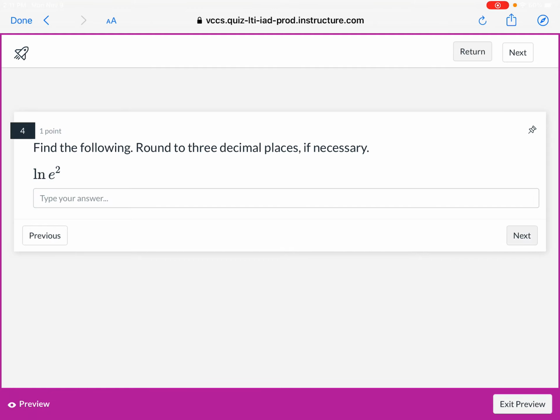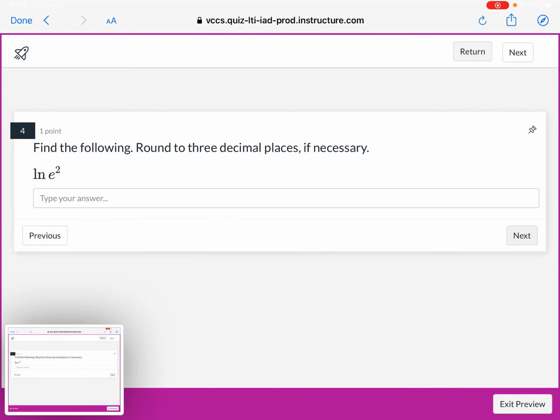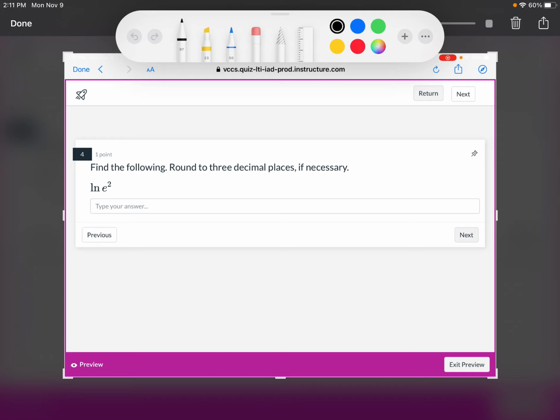Next, find the following. Round to 3 decimal places if necessary. You know what? I don't have to use a calculator on this, because we know that if you have the natural log of e to the 2nd power, bring down that 2.